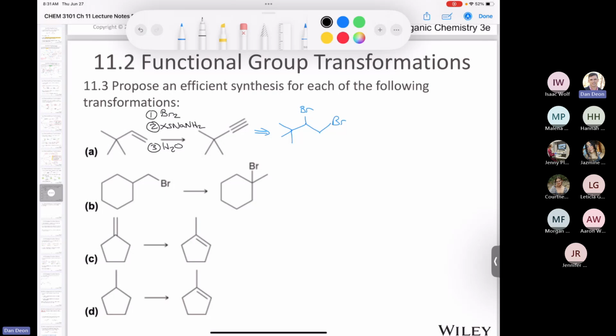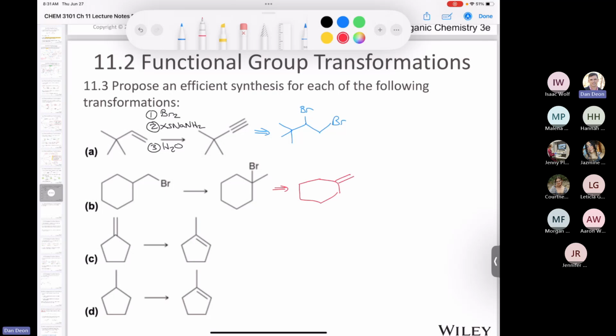Now, what about this one here? If I want to take this primary alkyl halide and make this tertiary alkyl halide, well, the retrosynthesis here, let me use a different color, is that I've got to make this, the methylene cyclohexane that we discussed earlier on.